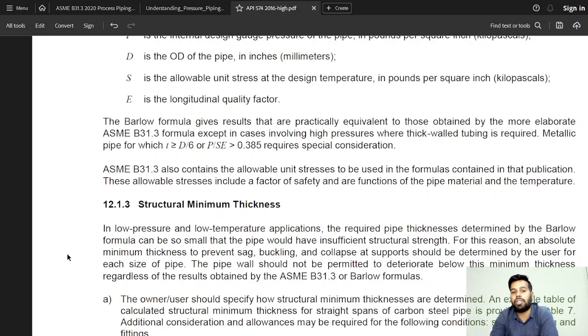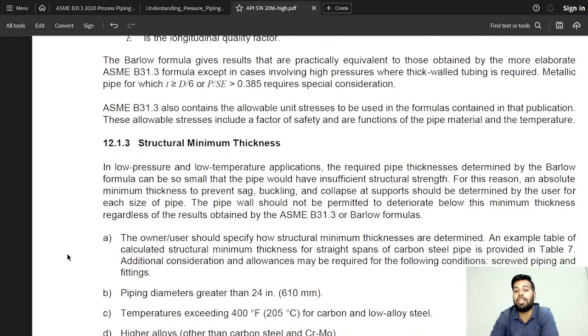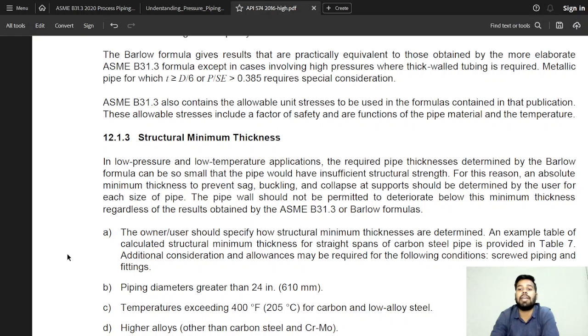requires special considerations. ASME B31.3 also contains allowable unit stresses to be used in the formulas contained in that publication. These allowable stresses include a factor of safety and are functions of the piping material and the temperature. So we'll talk about this in great detail when we look at the construction code B31.3. This document is only intended to act as a supplement for 570. So again, this is telling us that you should go to the original construction code and the recommendations given there.